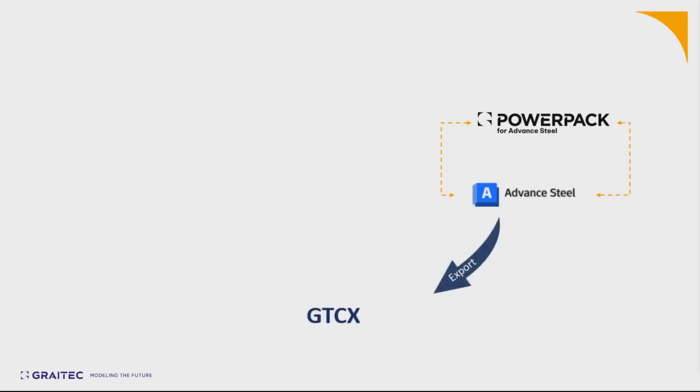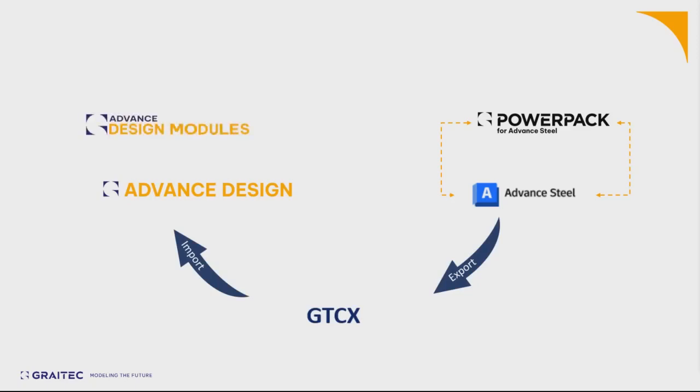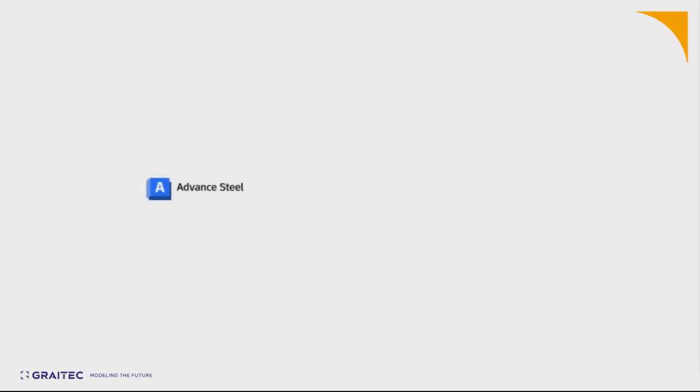Of course, another possibility is that in the same company, we can start by receiving the model from the architect, have it in Advanced Steel, and using the Power Pack, we can export it into the GTCX and then import it in Advanced Design for the design part. And using the design modules, the designer can accomplish a lot of the part of this project.